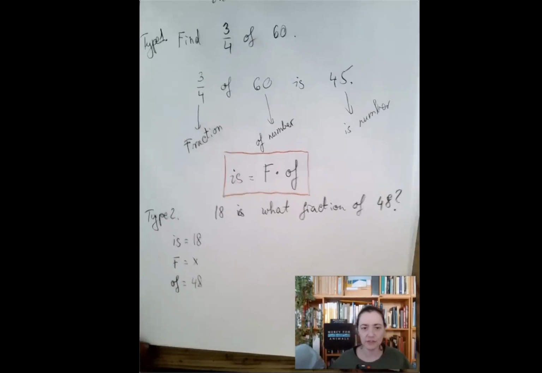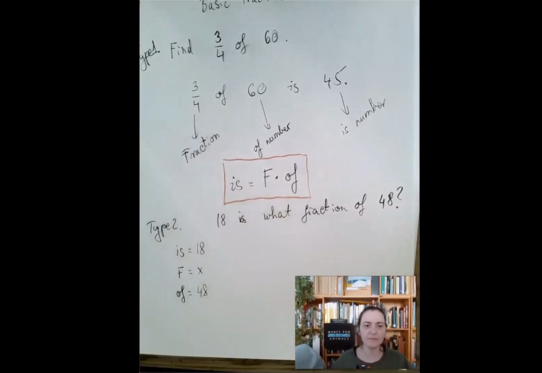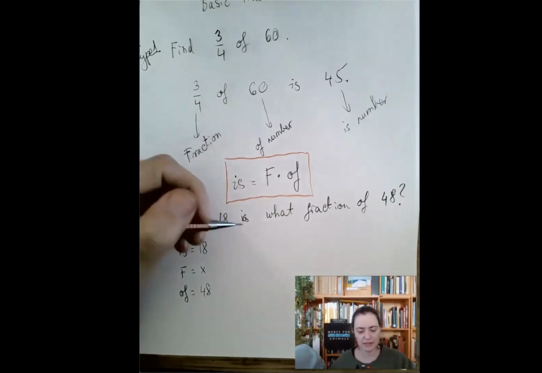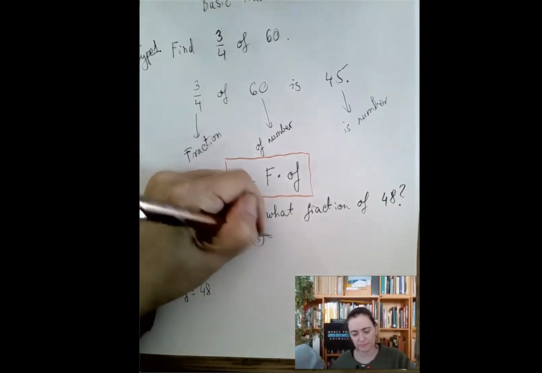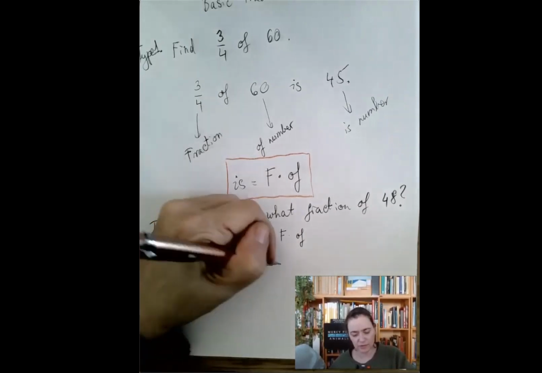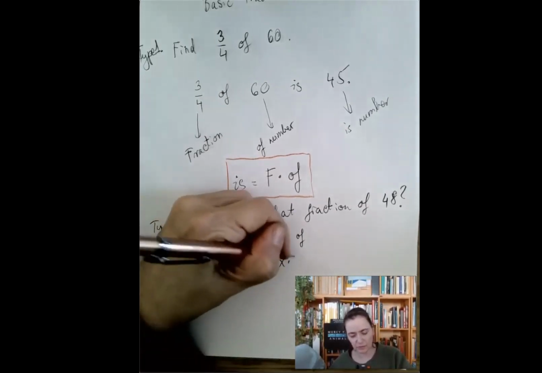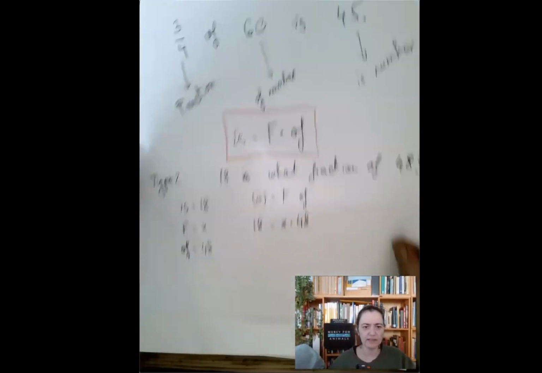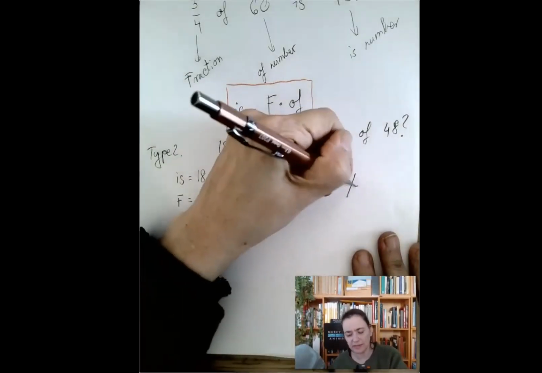So here is what we're going to do. We're going to rewrite this statement, but replace is with 18, fraction with x, and of with 48, and then we're going to solve for x. In the worst case scenario, it's a one-step equation. So is equals fraction times of means 18 equals x times 48. And now look at it, it's a one-step equation. We're going to solve for x by dividing both sides by whatever is multiplying x.